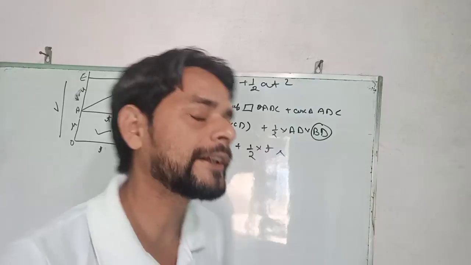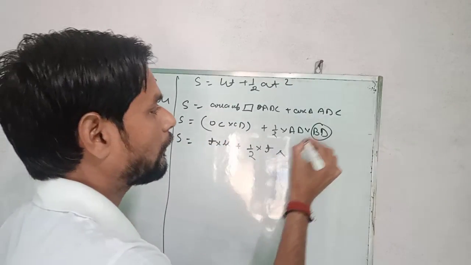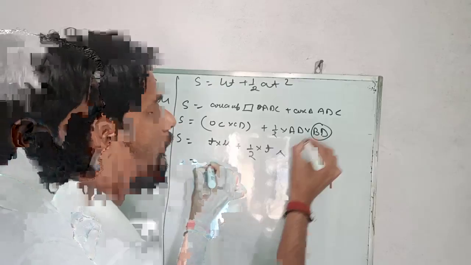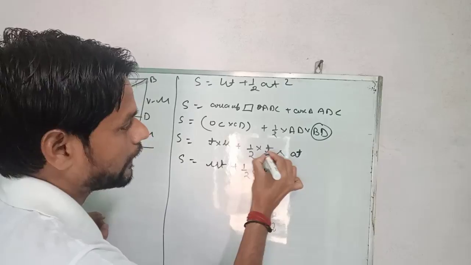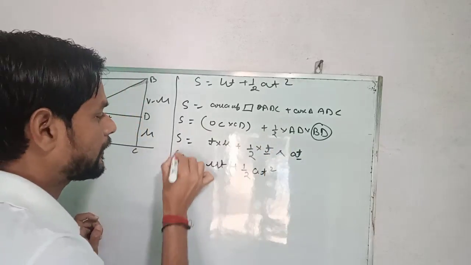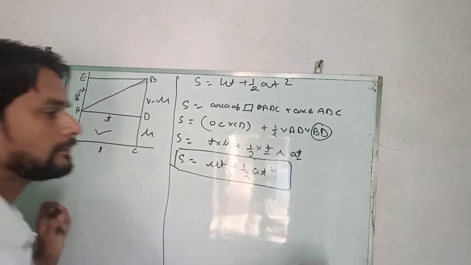What is the value of BD in the first equation? AT. Put the value of BD equal to AT. S is equal to UT plus half AT into T, that is AT square. This is the proof of the second equation of motion.